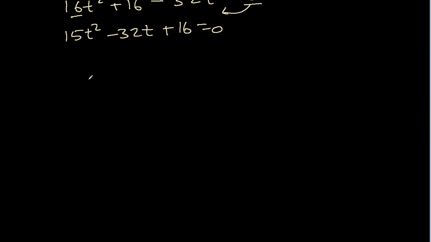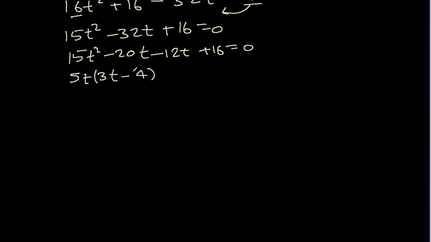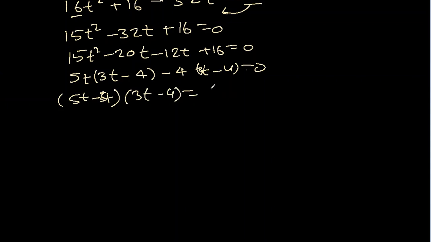You can use your calculator to find this, but I will factor: 15 times 16, 240, 20 and 12. Okay, 15t square minus 20t minus 12t plus 16 equal to 0. If you are not comfortable with this kind of process, you can use your calculator straight away. It gives you the solution. So we'll be left here with 3t minus 4. Okay, so the two factors I get are 5t minus 4 and 3t minus 4 equal to 0.